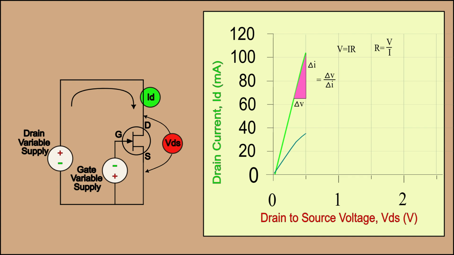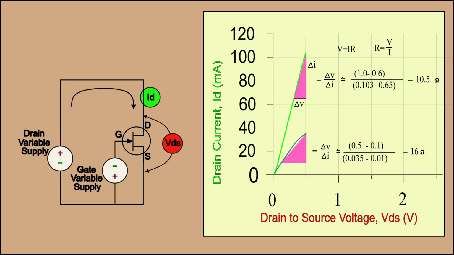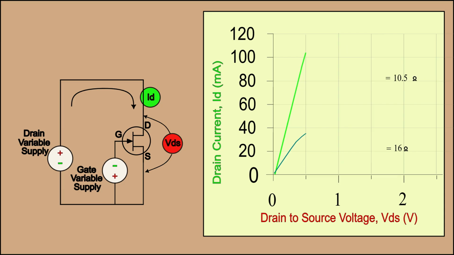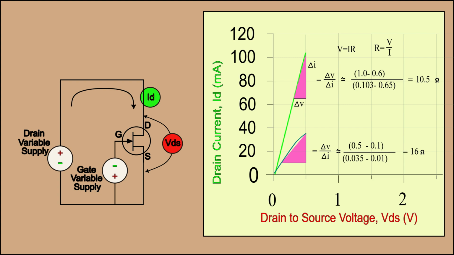The curve generated when the gate to source voltage was 0 has a resistance of about 10.5 ohms. If we repeat this process for the curve that was generated when the gate to source voltage was negative 0.3 volts, we get a resistance of about 16 ohms. We can readily see that increasing the magnitude of the negative gate to source voltage increases the resistance of the drain to source channel. This is how a JFET does all that it does.